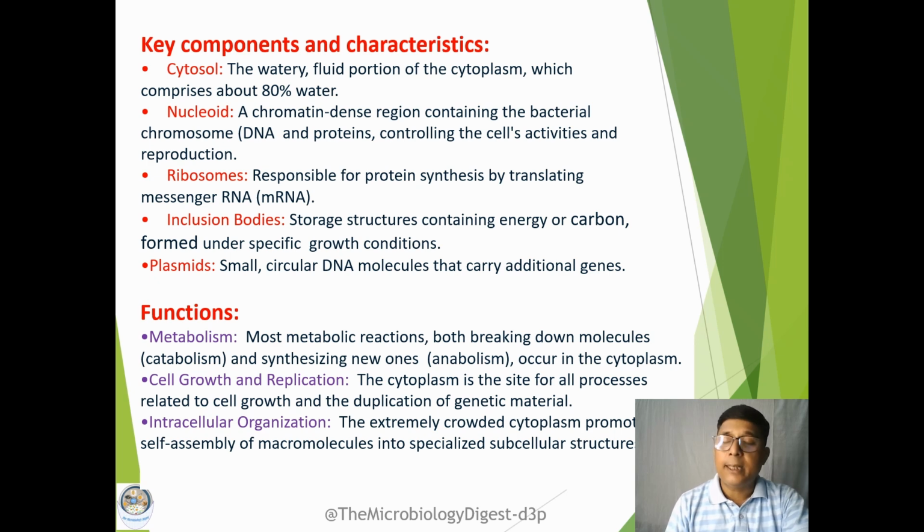Then the plasmids. Plasmids, as we know, are small circular bacterial DNA. These are different from the bacterial DNA which is present in the nucleoid. They are small circular extra chromosomal DNA. They are also present in the cytoplasm only.